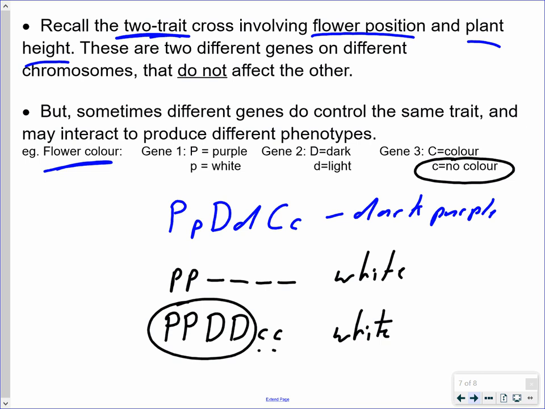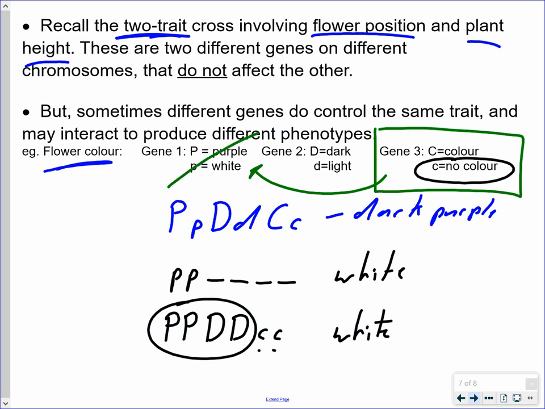So this is an epistatic interaction because it is really this gene here, gene number 3, that's having an impact primarily on this one. So if there is no capital C, that information is blocked. The purple pigmentation will not be produced, regardless of whether those instructions are present or not.